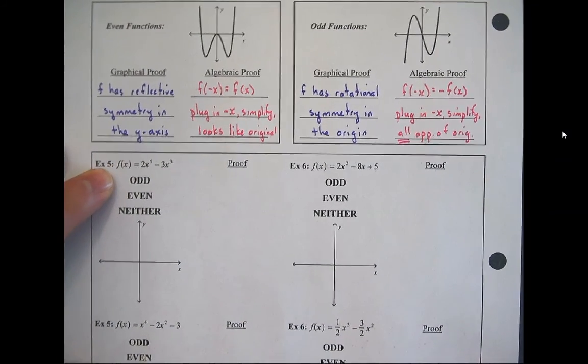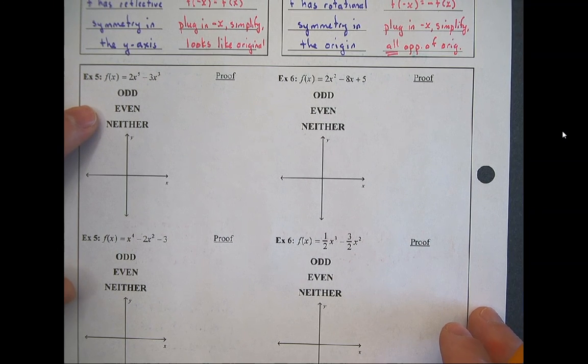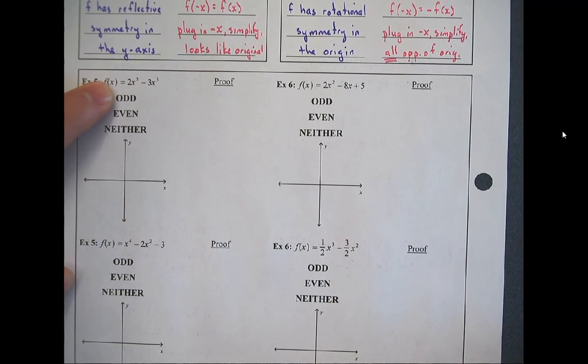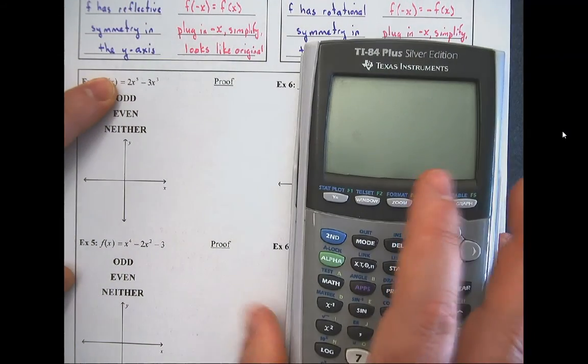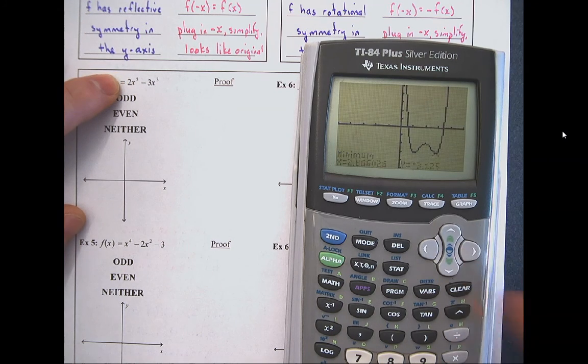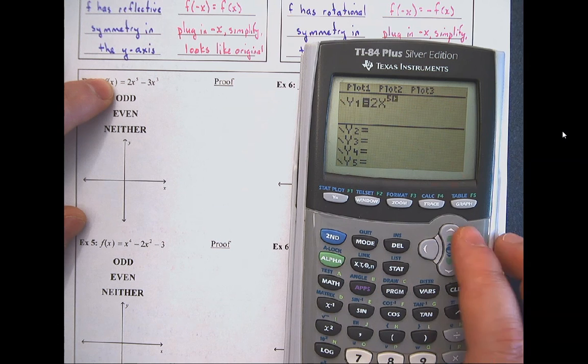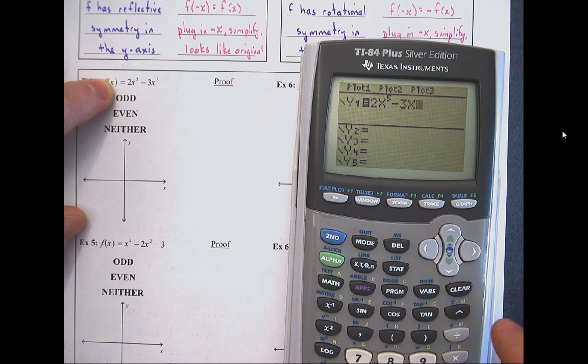So here's our function. Is this going to be an odd, an even, or a neither? What I would do is first try to make a sketch of this using my calculator. This is not one of our family of functions that we know. I know some portions of it. I know that a fifth power is going to look like a cubed graph, but anyway, let's graph it. So 2x to the fifth minus 3x to the third.